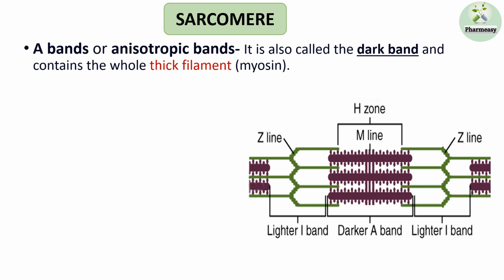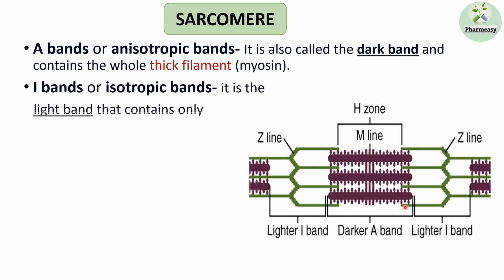A band, which is also known as anisotropic band. Simply, it is the dark band which contains the complete thick filament, that is myosin. As the diagram shows, these dark bands are called A band. I band, which is also known as isotropic band. These are the light bands that contain thin filament which is actin. Look at the diagram. This lighter region is actin, known as I band.